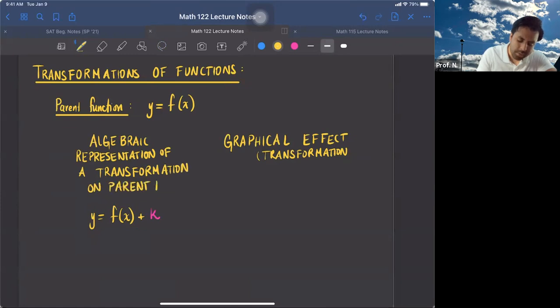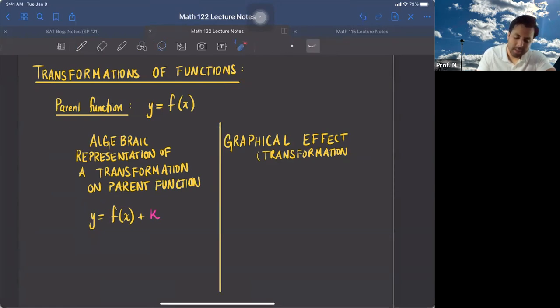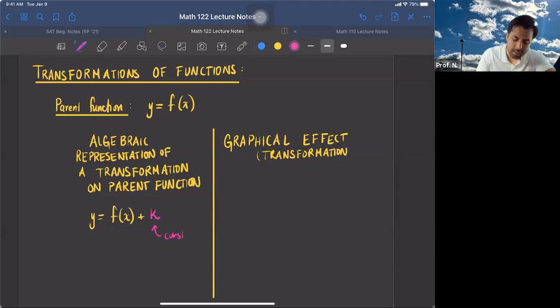On the parent function. So what happens when I add a k, or in this case, the k is a constant. So it's like a number. It's like saying +5, +4. So this is a constant. K is a constant.